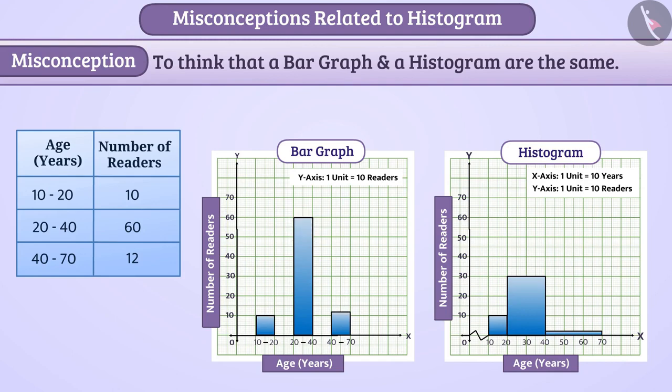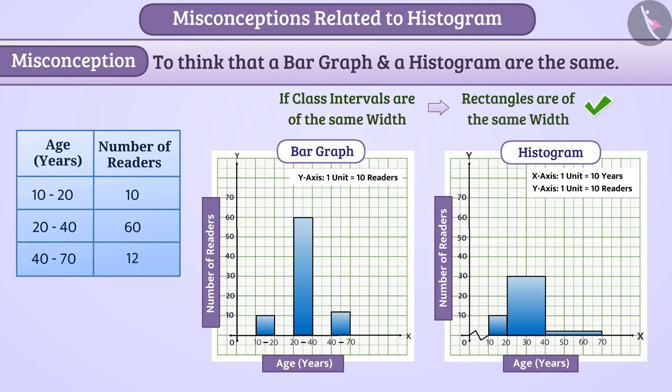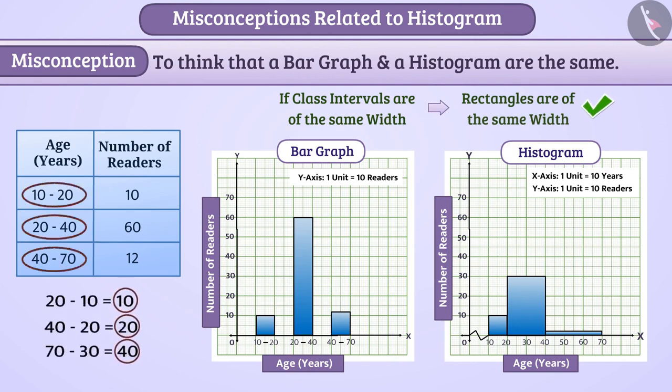Similarly, the bars in the bar graphs are of the same width, while it is not necessary in the histogram. If the class intervals are of the same width, then the rectangles are the same width, but if the class intervals are not of the same width, then the rectangles are also not of the same width.